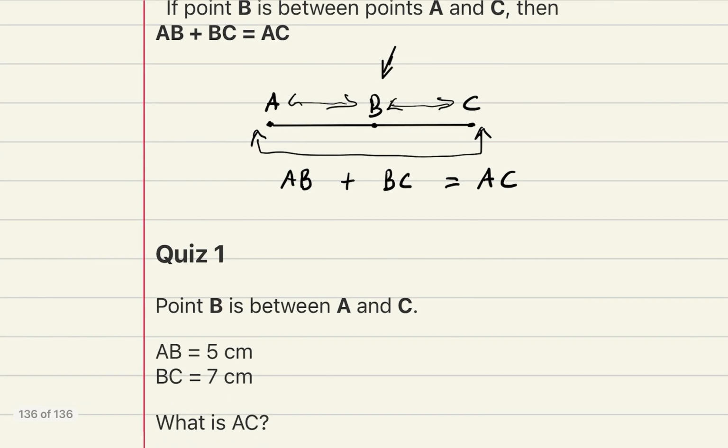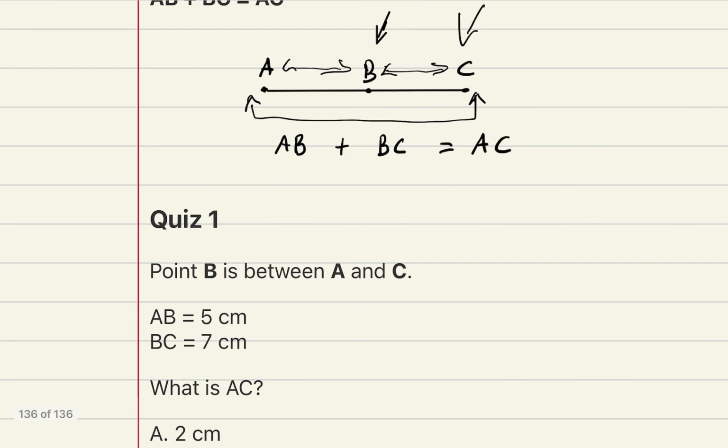So let's say hypothetically point B is between A and C, and AB is equal to 5 centimeters and BC is equal to 7 centimeters. What is AC? So take a second, pause the video, and you can draw a diagram like I did here so that it's easier for you to find the answer. Yeah, so do that. It's going to help you find the answer. Okay, so if you've paused the video, let's go ahead and work this out together.